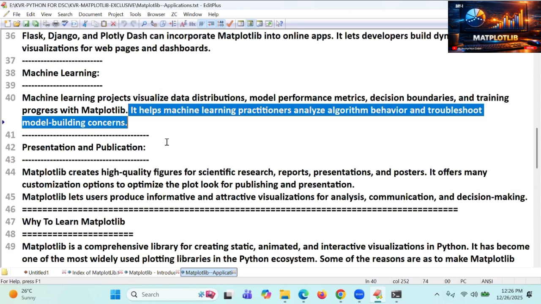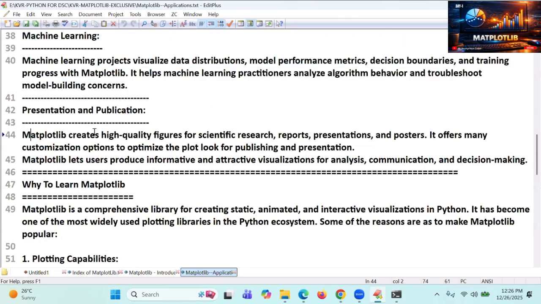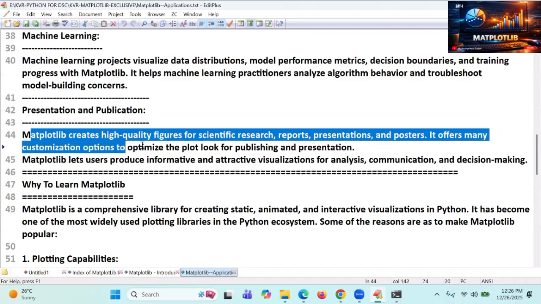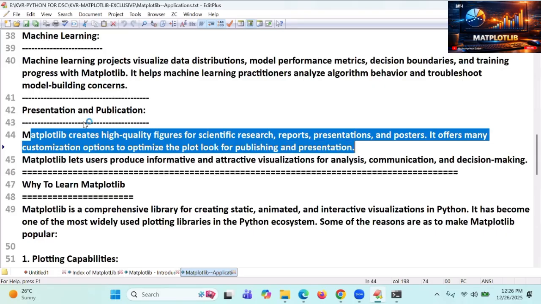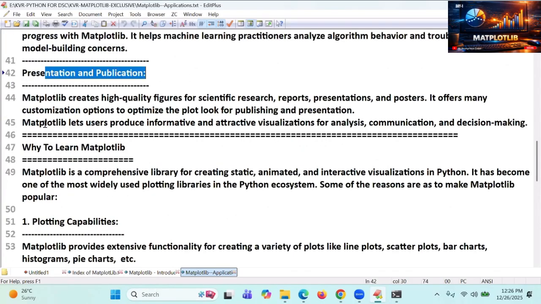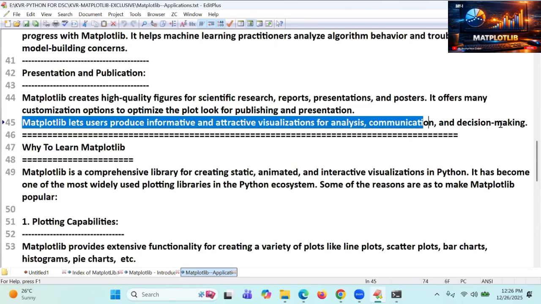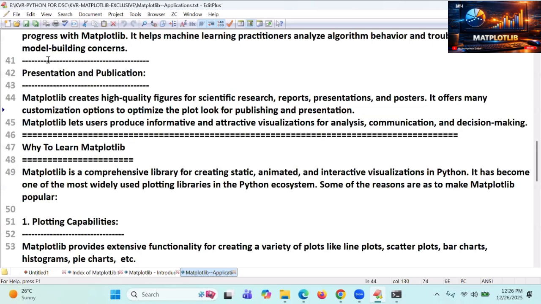Now, presentation and publication. Matplotlib creates high quality figures for scientific research, reports, presentations, and posters. It offers many customization options to optimize the plot look for publishing and presentation. So these are all for advertisements and all those things. Matplotlib lets users produce informative and attractive visualizations for analysis, communication, and decision making. Always remember, visualization is for understanding the insights, simulating the insights, and making decisions.